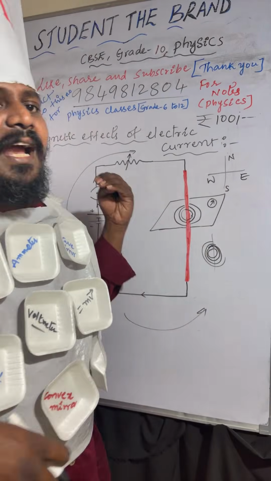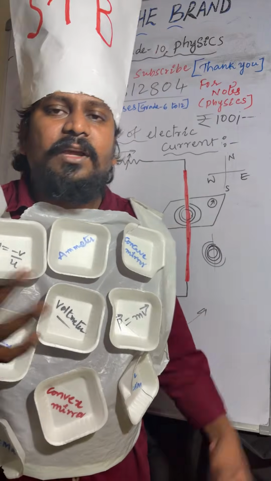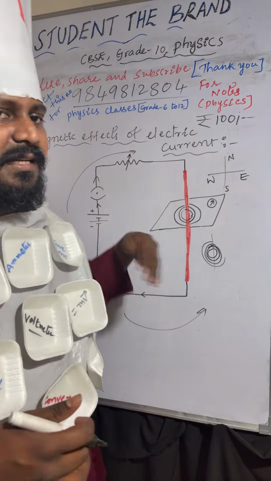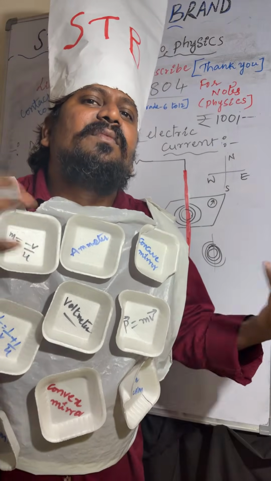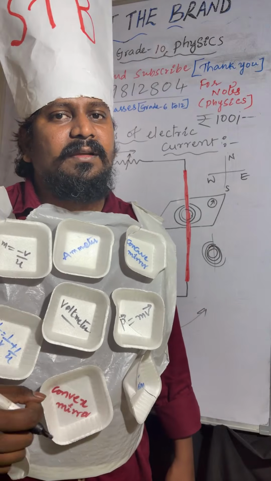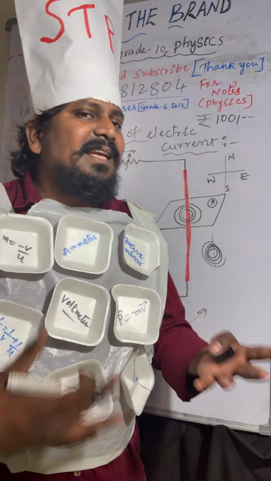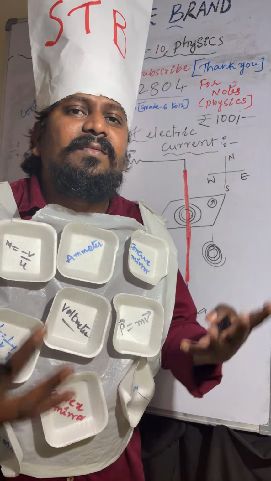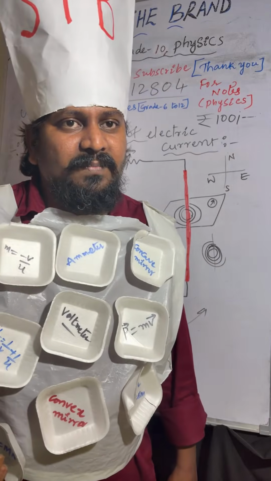How can we identify the direction of the magnetic field? Here is the point. We know the current direction, current is passing like this, we know that. But how can you identify the direction of the magnetic field? By using the right hand thumb rule, we can identify the direction of the magnetic field.